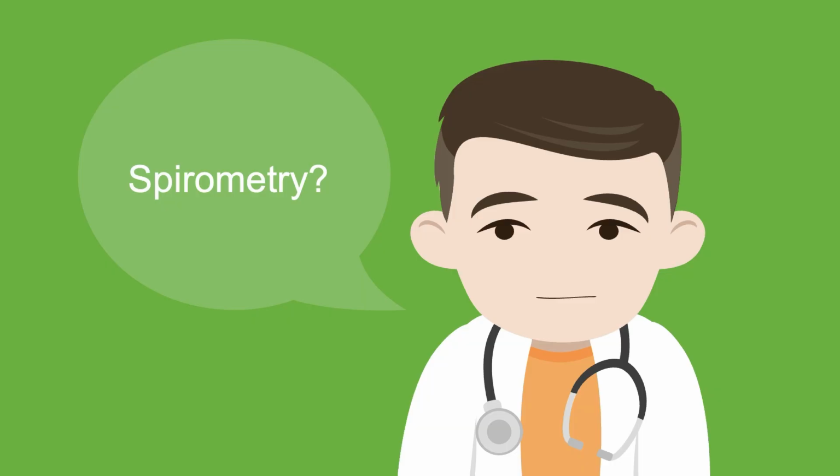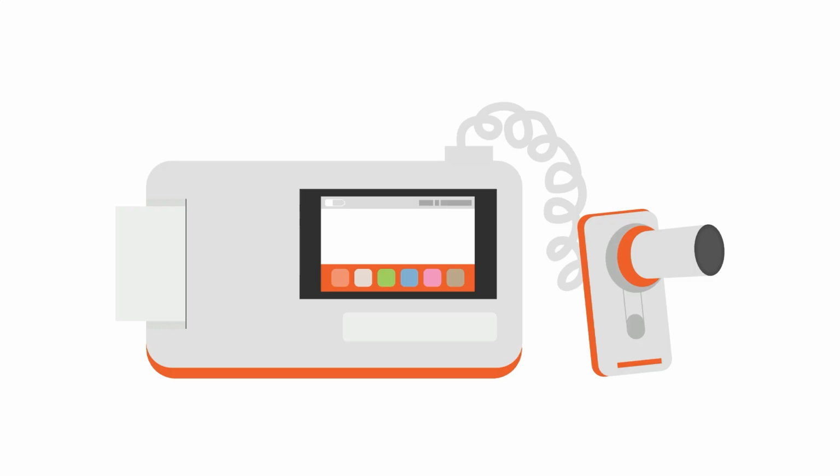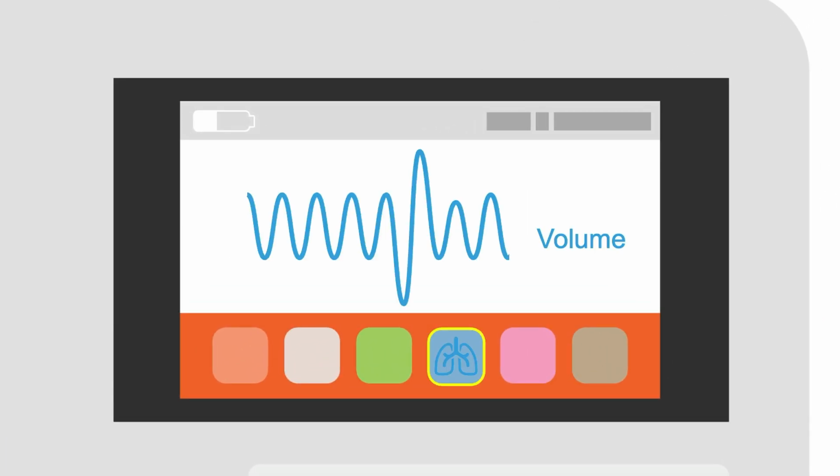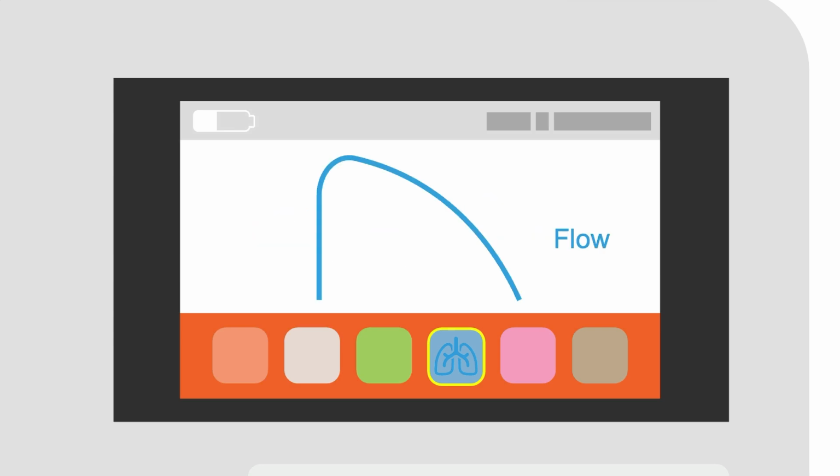But first, what is spirometry and how do we use it for the diagnosis of COPD? A spirometer is a device that measures the volume of air that's inhaled and exhaled by the lungs. It can also detect the rate of flow measured in liters per second.